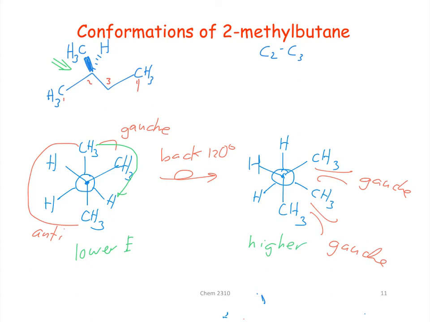We could draw eclipsed conformations as well, and we should be able to analyze which one has more steric strain and which has less, compare them and rank them. A good thing to do for any of these structures, and there are examples like these on the old exams, is to just draw every one of those and analyze them. Okay, I will see you guys tomorrow morning.